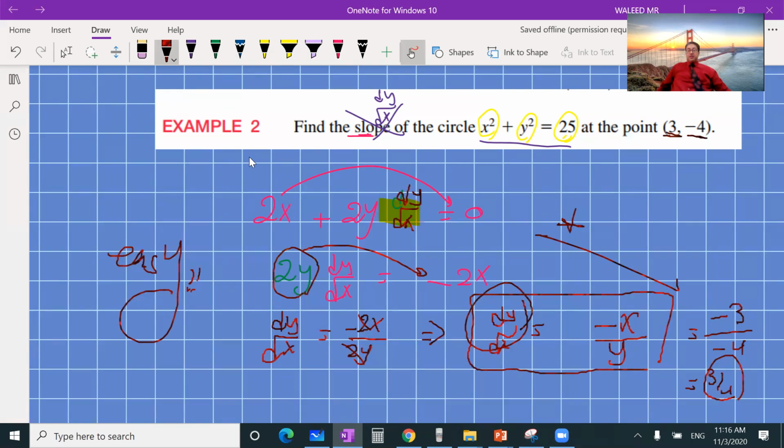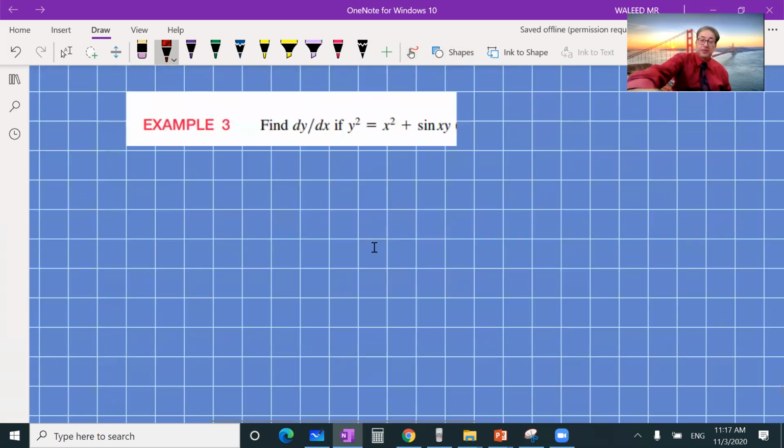What it means is that the tangent line to the circle has a slope of 3/4 at the point 3, -4. Here is a circle, and here is a line with slope 3/4. Did you understand, please? Can we determine the derivative of y squared equals x squared plus sine xy?